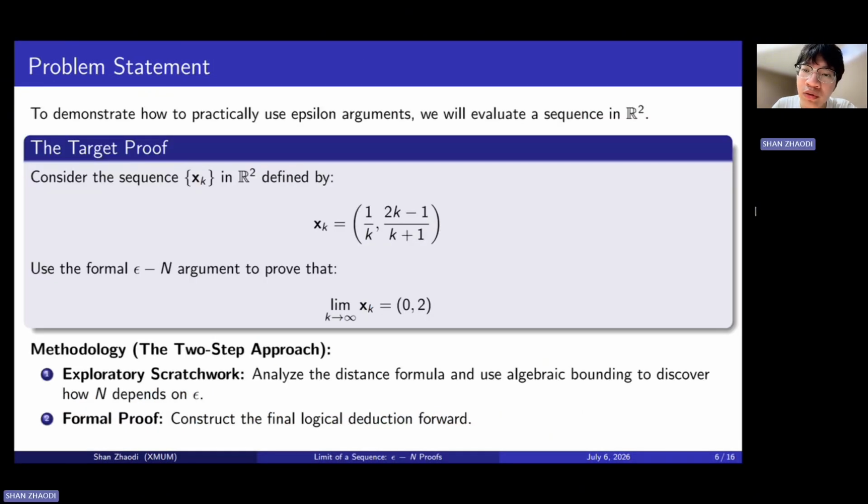Now let's apply this to a concrete problem. We want to evaluate a sequence in R^2. Consider the sequence x_k equals (1/k, (2k-1)/(k+1)). We need to rigorously prove that its limit is (0, 2). To do this efficiently, I will use a two-step approach. First, the scratch work to discover our N, and second, constructing the formal logical proof.